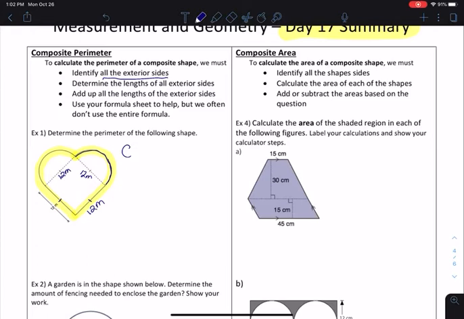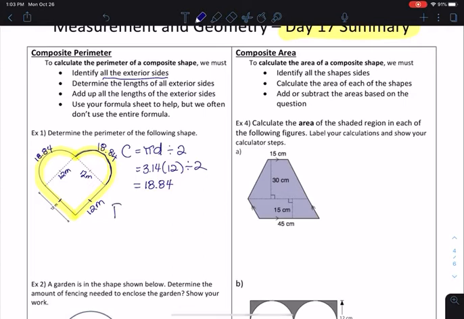Since I have the diameter, I'm going to use the formula pi d. And for each of those circles, I'm really splitting that in half, so it's half of pi d. That's equal to pi, which is 3.14, times the diameter, which is 12, divided by 2. So get out your trusty calculator: 3.14 times 12 divided by 2 gives us 18.84 for each of those sides. I'll write that on there, 18.84 for this one and 18.84 for this one.